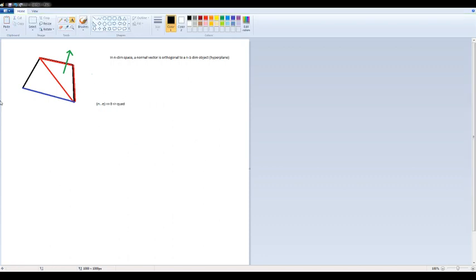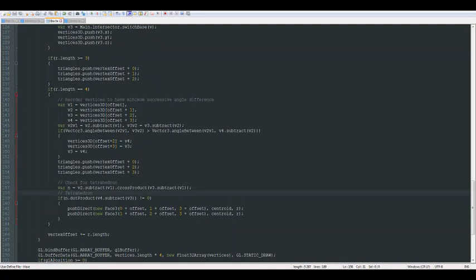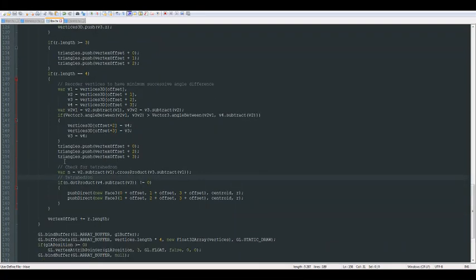If it's the case, then we have a quad. And then we are done, because if we look back at the code, if we have a quad, we are done, because we already pushed two triangles. One here, and one here.